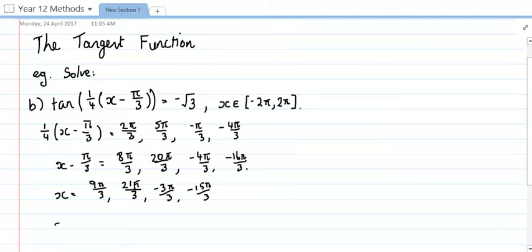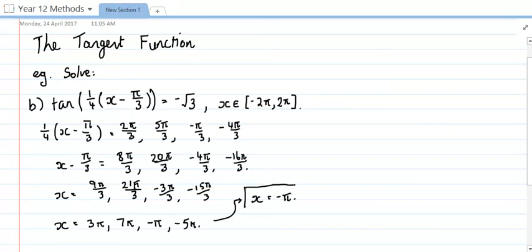Which all simplify. So we get x equals 3 pi, which is not in our domain. We have x equals 7 pi, again not inside the domain. We have x equals negative pi, which does suit our domain. And we have x equals negative 5 pi, again not inside the domain. So as a result of this, we can conclude that x is just equal to negative pi. This is the only solution which actually fits the original domain in the question, which was negative 2 pi to 2 pi.